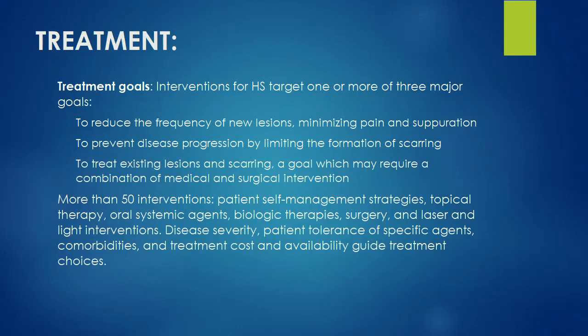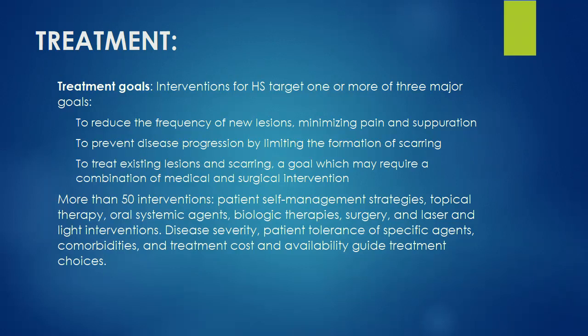Infectious complications, for example lumbosacral epidural abscess, sacral bacterial osteomyelitis, arthritis, squamous cell carcinoma and anemia. Treatment. Treatment goals. Interventions for HS target one or more of three major goals: to reduce the frequency of new lesions, minimizing pain and suppuration; to prevent disease progression by limiting the formation of scarring; and to treat existing lesions and scarring, a goal which may require a combination of medical and surgical intervention.